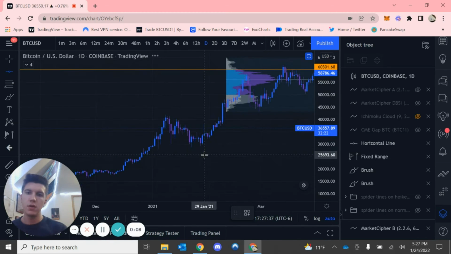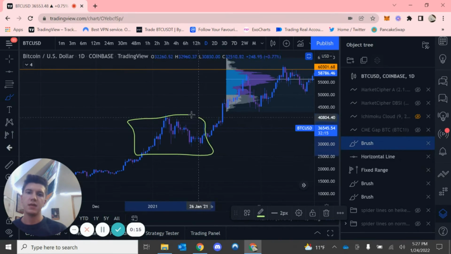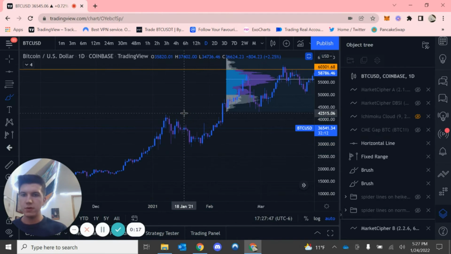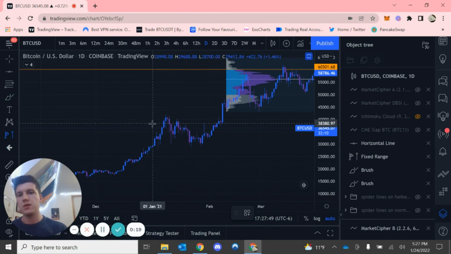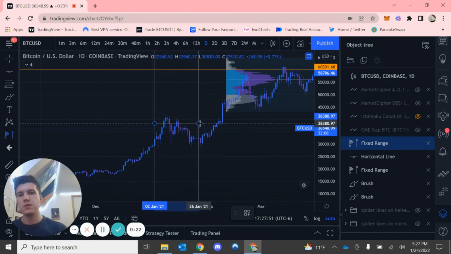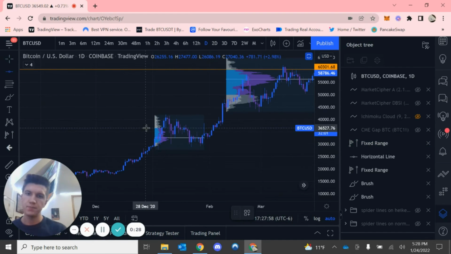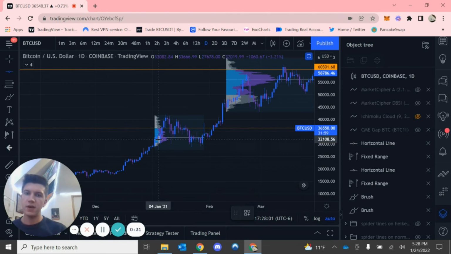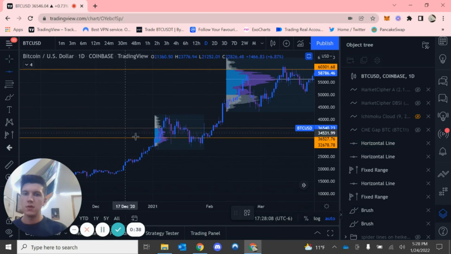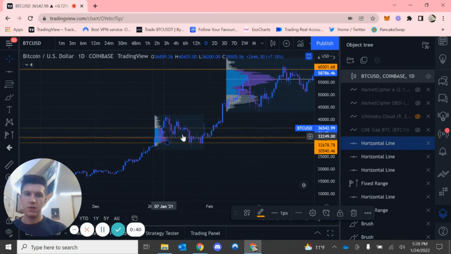Anyways, just moving on to another example. Right here we had another sort of range. This was back in late 2020. And here you can use the same method. And so I will be drawing a fixed range profile using this range. And here you can identify the value area high, point of control right here, and then the value area low.